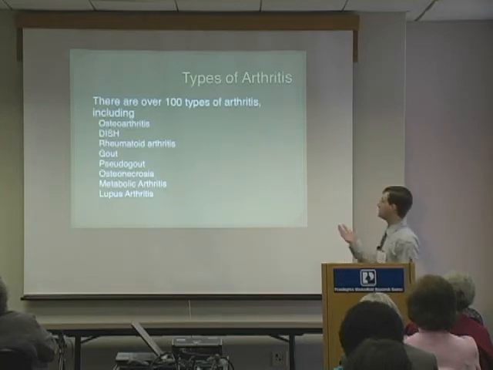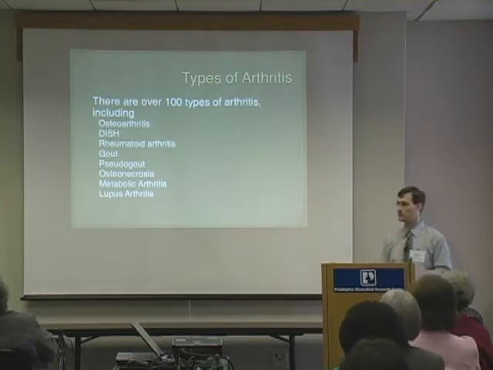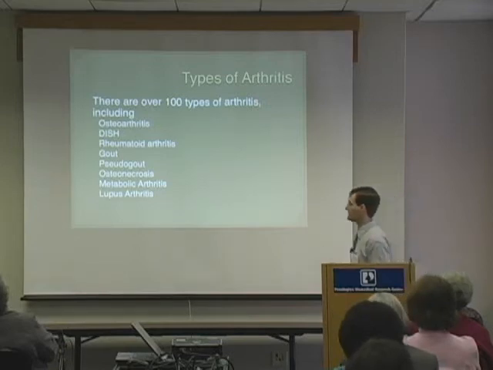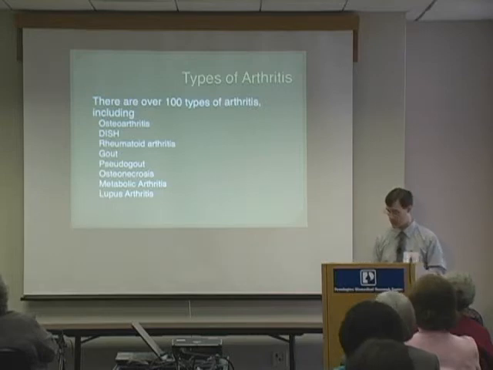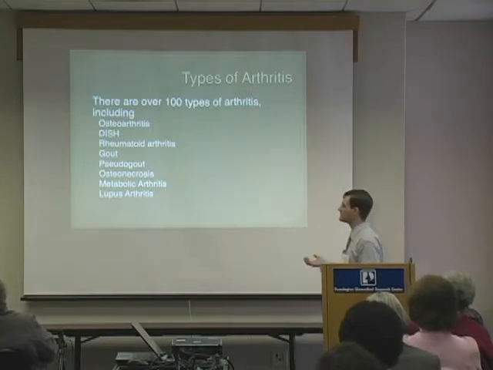So, like I said, there are over 100 types, including osteoarthritis. DISH is diffuse idiopathic skeletal hyperostosis. It's one of those weird ones where it's a metabolic process where you put extra calcium on the joints and along the spine and it fuses both of those. Rheumatoid arthritis, gout, of course, is a crystal disease. Crystals form in the joint that activate the immune system and cause inflammation.